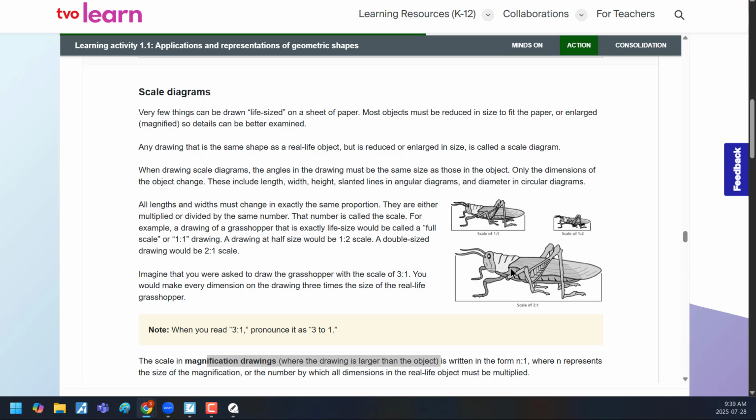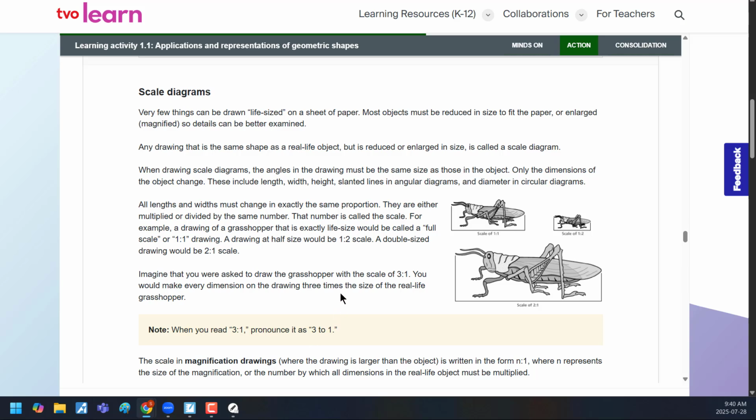So here they have an example of a grasshopper. Scale 1 to 1. What do I mean by 1 to 1? I mean this right here: 1 and then the 2 dots. That's a colon and 1. The way to read it is 1 to 1, or whatever the first number is, and then that colon is the word "to". So when you have 3:1, it's pronounced as 3 to 1. So that's the scale is 3 to 1.